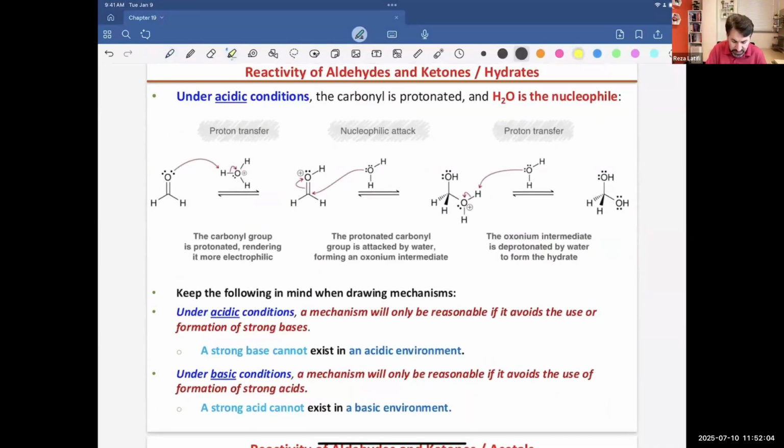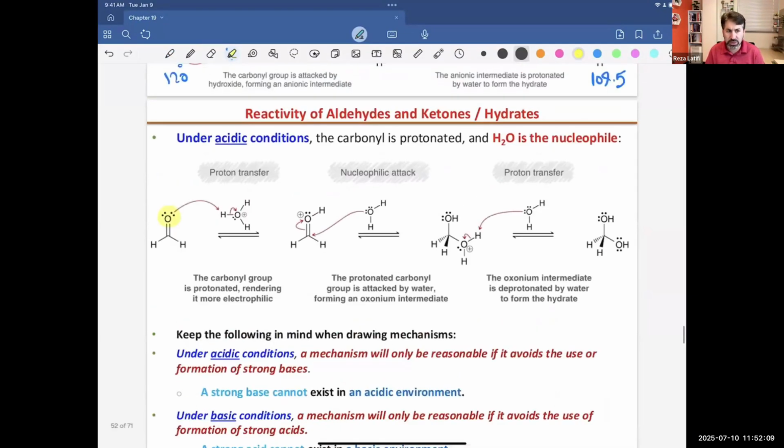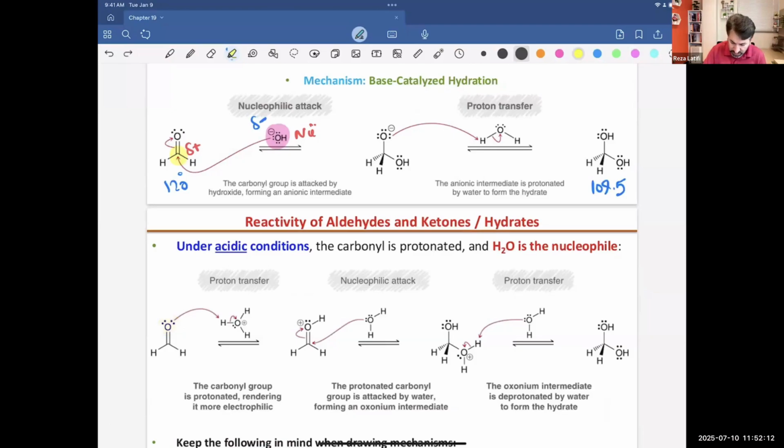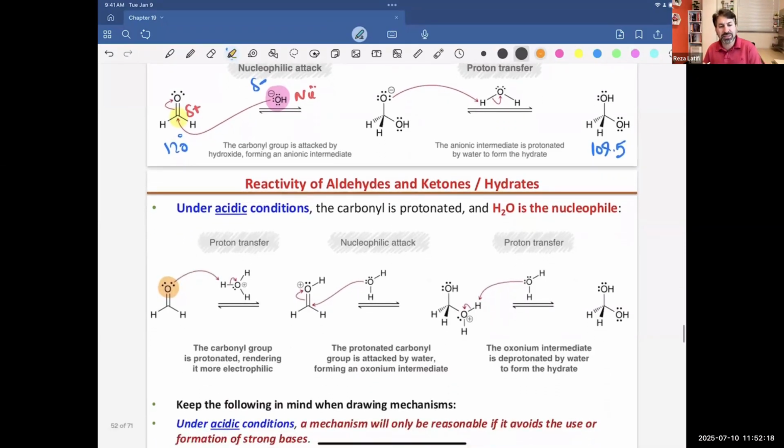In acidic condition, the first step of the attack is going to happen on the oxygen, not carbon. Okay, this is the difference between them. Maybe I should use a different color. Attack is going to happen on oxygen, not carbon. Why? Because it's acidic condition. In acidic condition, we will have an excess of H plus, or we will have a positive charge. We need to find a source of negative charge. And where is the source?